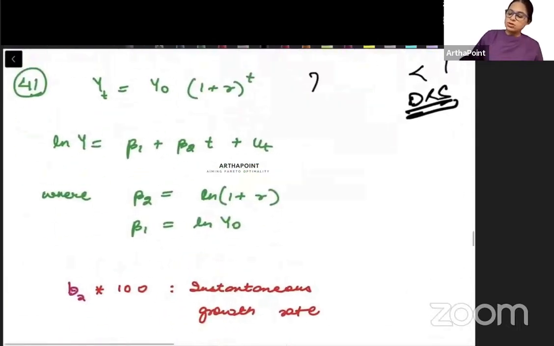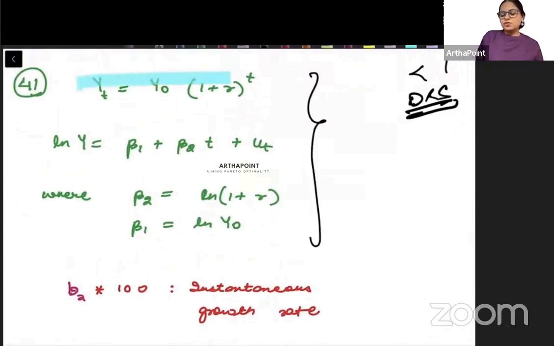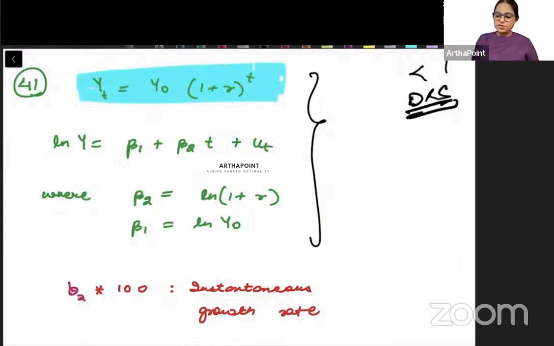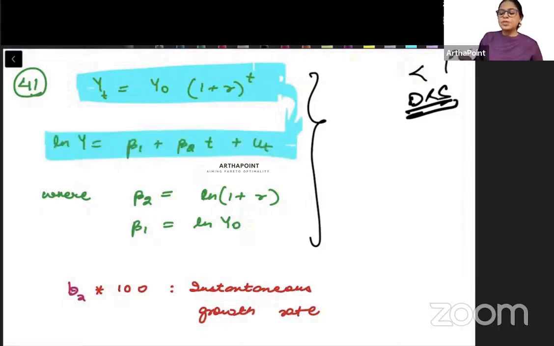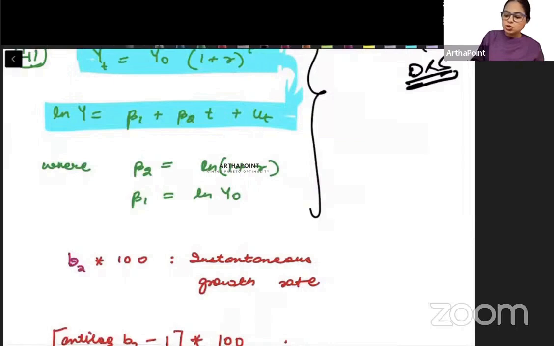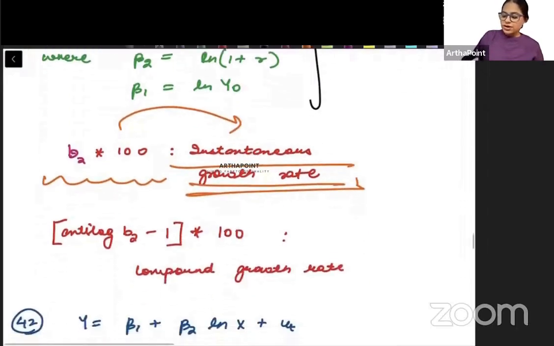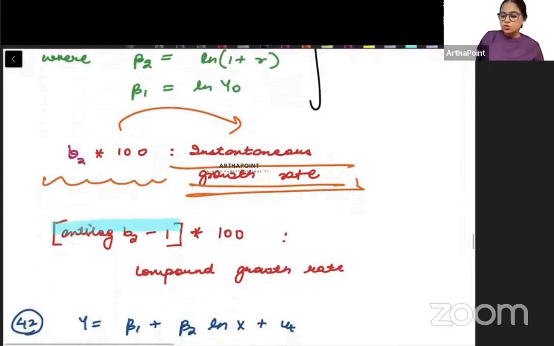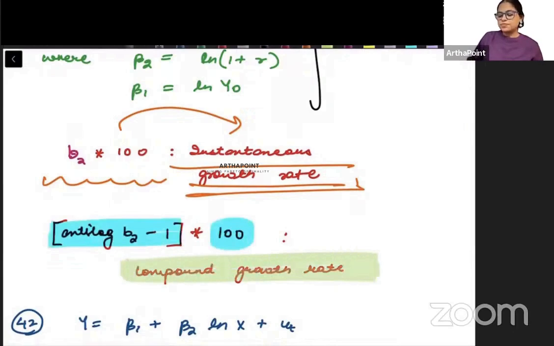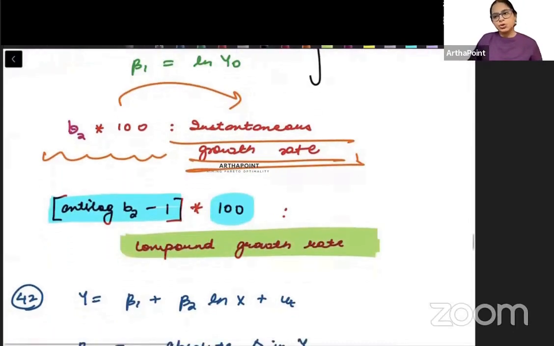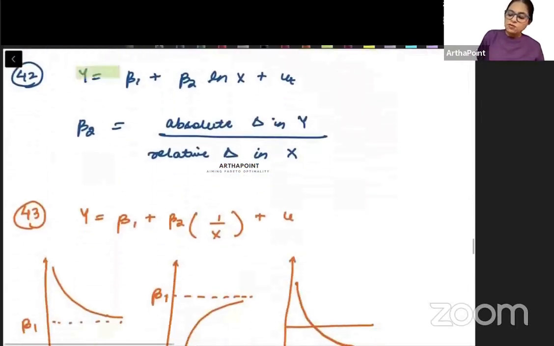Now let's talk about the growth models. So it is of the form yt is equal to y naught times 1 plus r to the power t. जब हम इसमें log on both sides लेंगे तो we will get this model. इस मॉडल में ये जो हमारा beta 2 होता है बेटा, अगर हम इसको 100 से multiply करें we get the instantaneous growth rate, और अगर हम ये कर दें antilog b2 minus 1 into 100, तो बेटा उसको हम बोल देते हैं compound growth rate, that is called the compound growth rate.